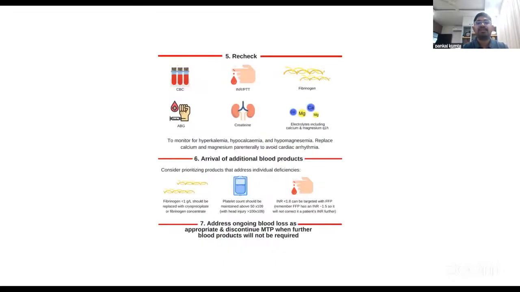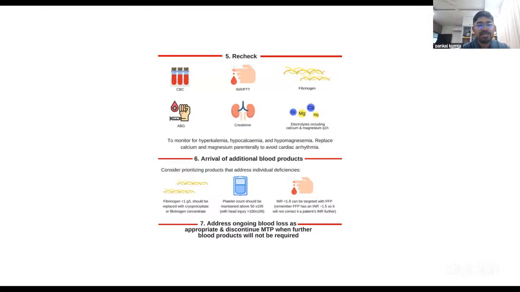And once you've given it, always keep rechecking. You get the CBC, you get the INR, fibrinogen. You look for the electrolytes, especially calcium and magnesium. You look for the secondary problems like hyperkalemia, hypocalcemia, hypomagnesemia, and replace appropriately. And look for and prioritize additional products based on the clinical situation. So you may have to treat if fibrinogen continues to be low.